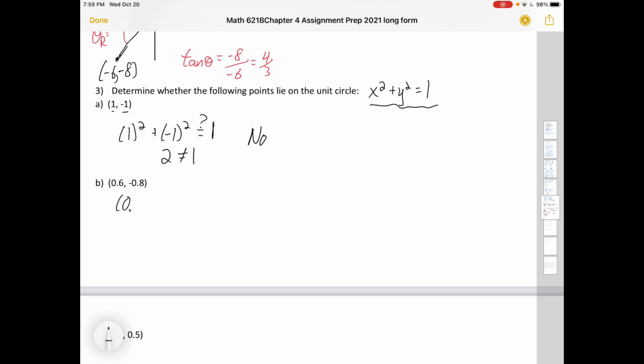We try the same for the next one. I wonder if I put 0.6 in for x, again, into this equation, and negative 0.8 in for y, I wonder if that will give me 1.